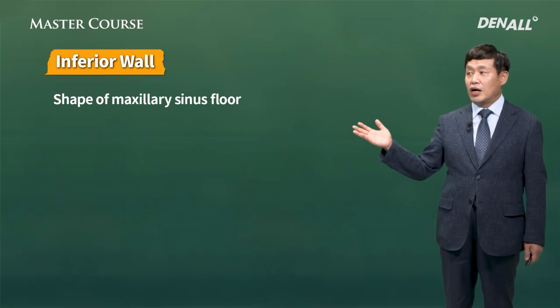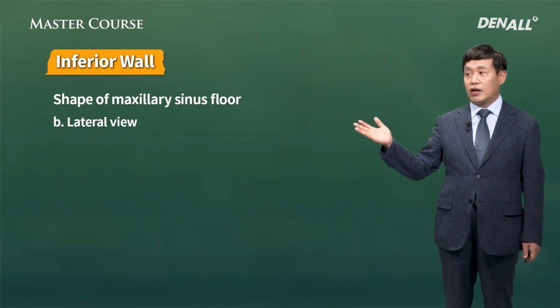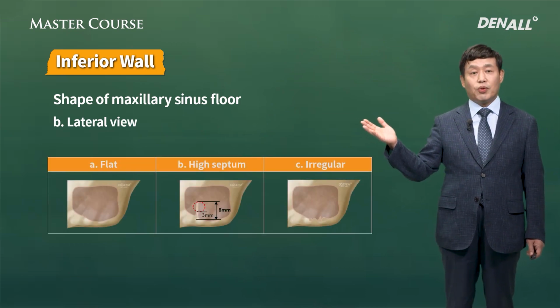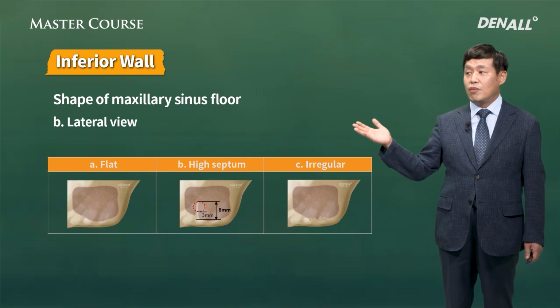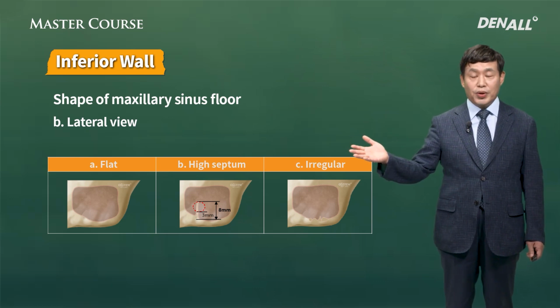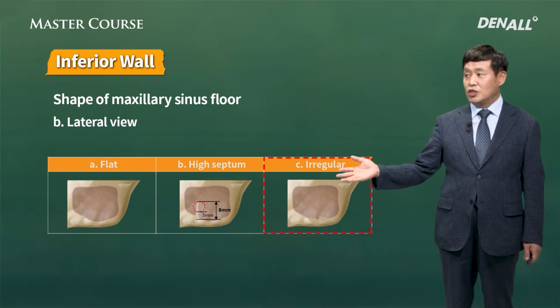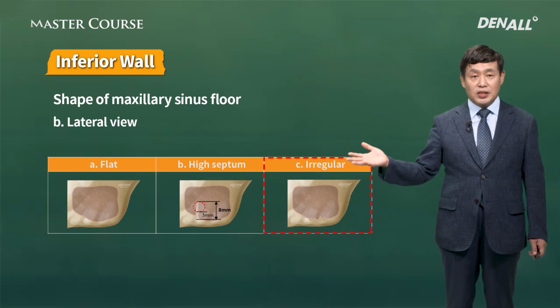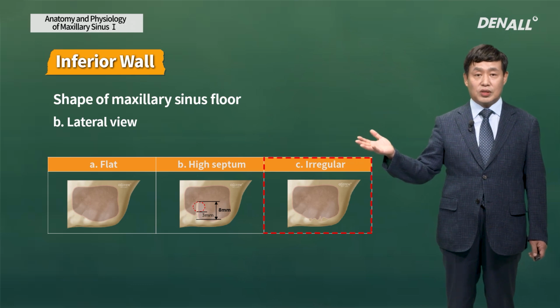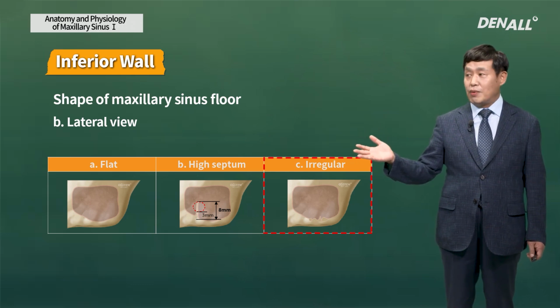If you look at the lateral view of the sinus floor, there are three types. The easiest access can be done for the flat type, and C, the irregular one, is found when an extraction is made recently. In that case, when you access the floor, perforation may occur.